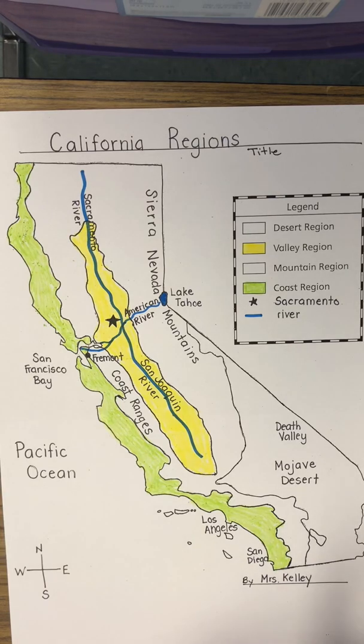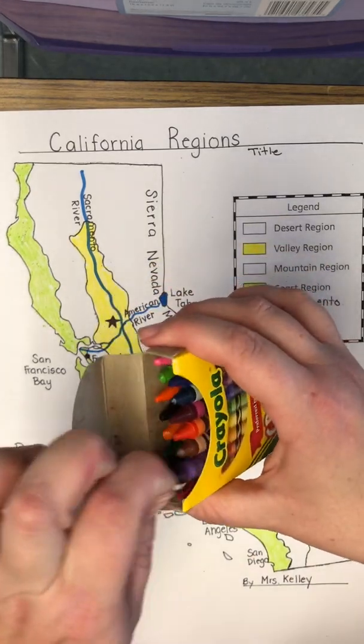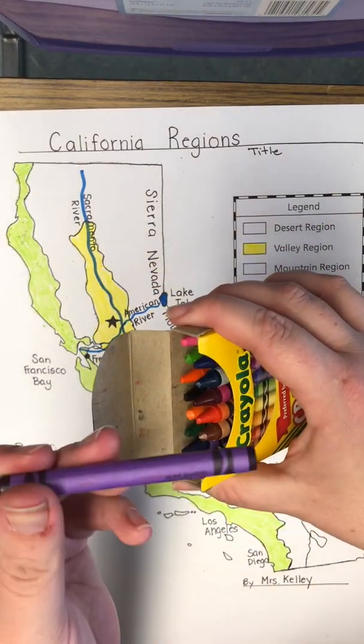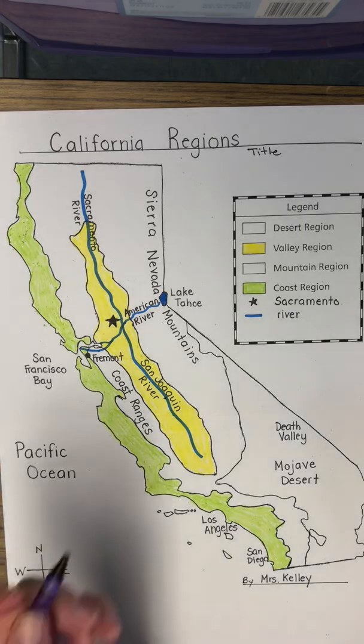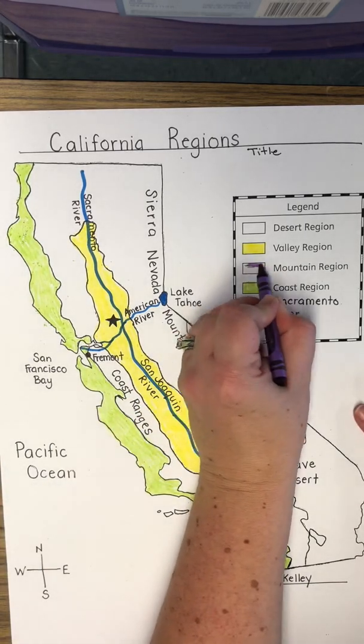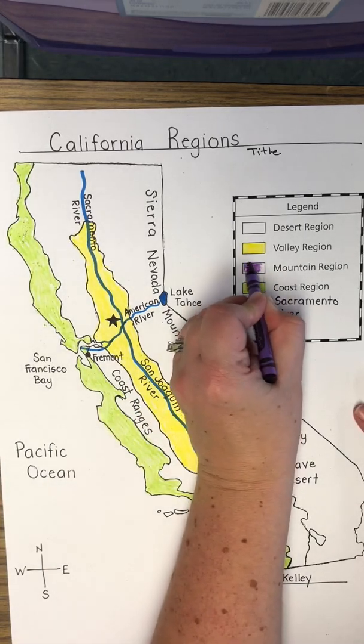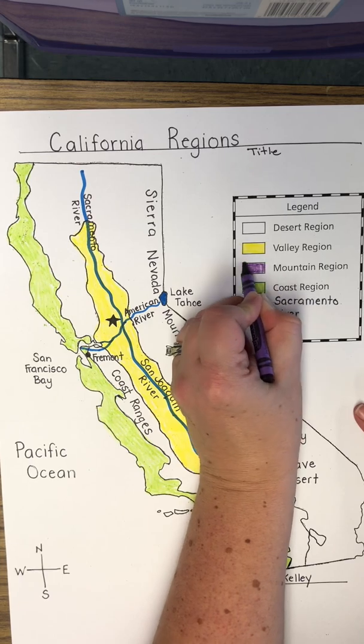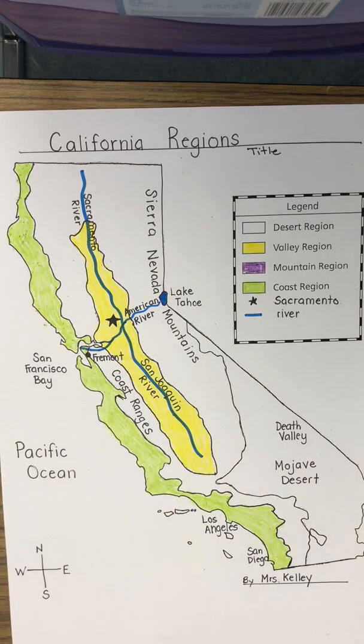I'm going to carefully find purple. Don't get it mixed with blue. I'm going to find purple. This one's violet. That works. Okay. I'm going to color in my mountain region box in my legend. So anybody who's looking at my map will know that anything purple is in the mountain region.